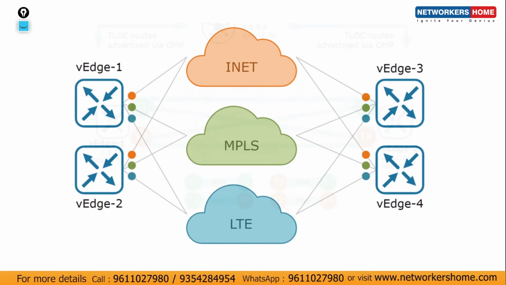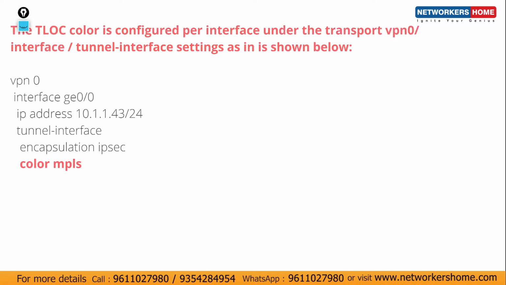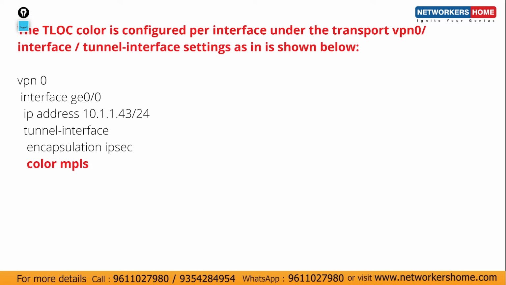Here you can see that we have VH1 and VH2 connected over 3 transports. We need some kind of identification of how this particular communication should happen. There are two ways. By default it is a full mesh, but using a lot of customized and centralized policies, you can customize it whichever way you want. But by default it is going to be a full mesh among all interfaces except its own site. So how do you configure it? You go to your transport VPN, VPN 0 interface, and then you can give the color under the interface IP.